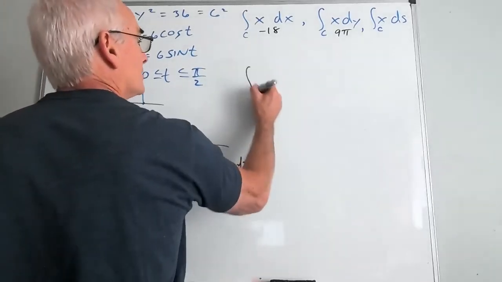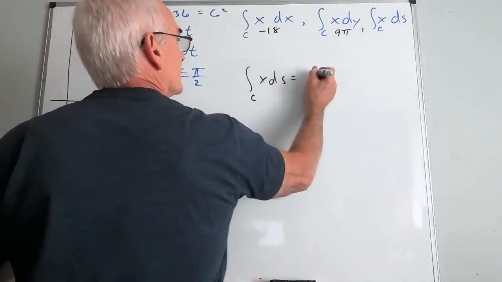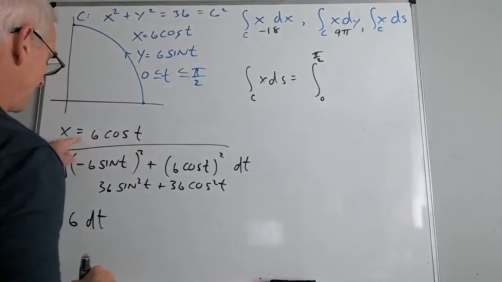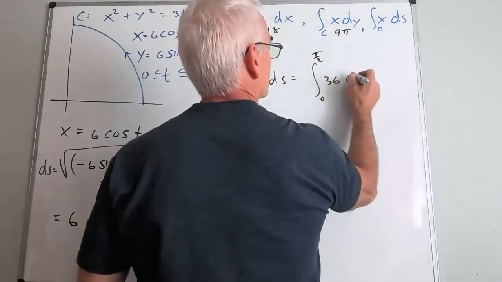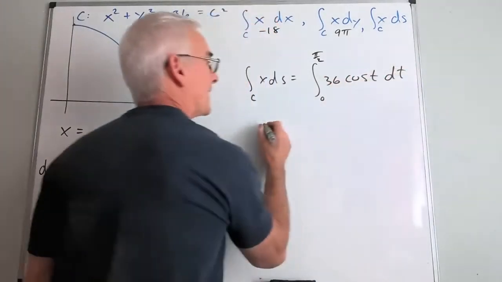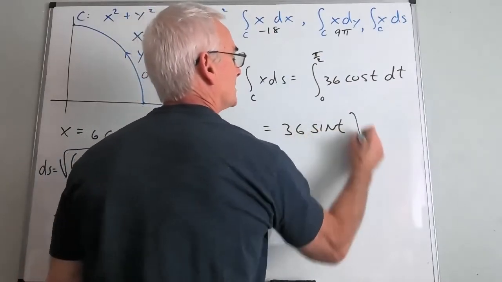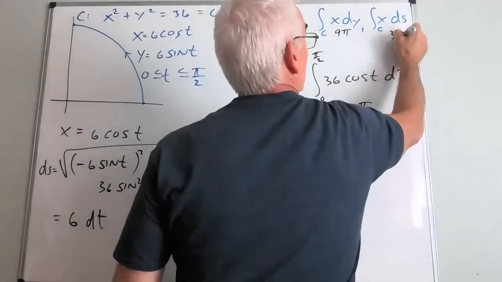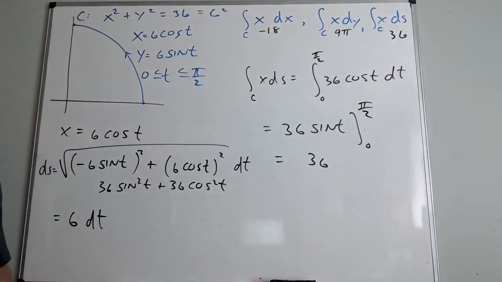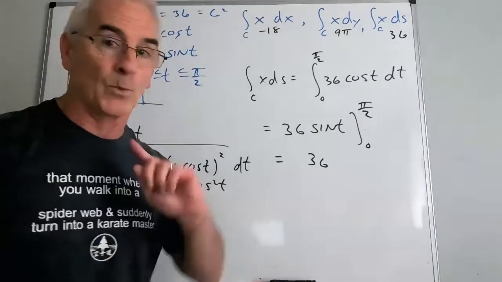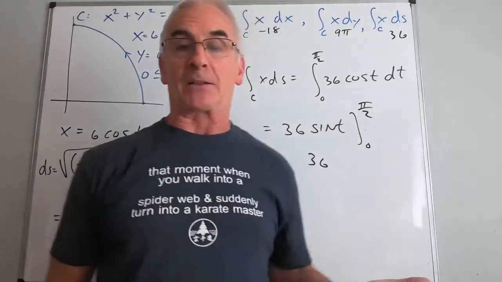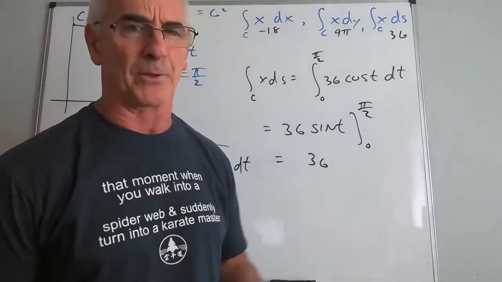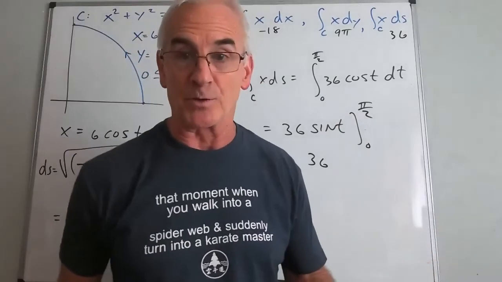So the last integral is the integral again from 0 to π/2, 6 cos t times 6. And that's just 36 sin t from 0 to π/2, which would be just 36. So I chose 3 really, really simple integrals just to illustrate that we got 3 different answers. I mean, it's mathematically possible that any 2 of these could have been the same. It would be really hard for me to design a problem where they're all 3 the same, but everything is fair game when you're doing a line integral.